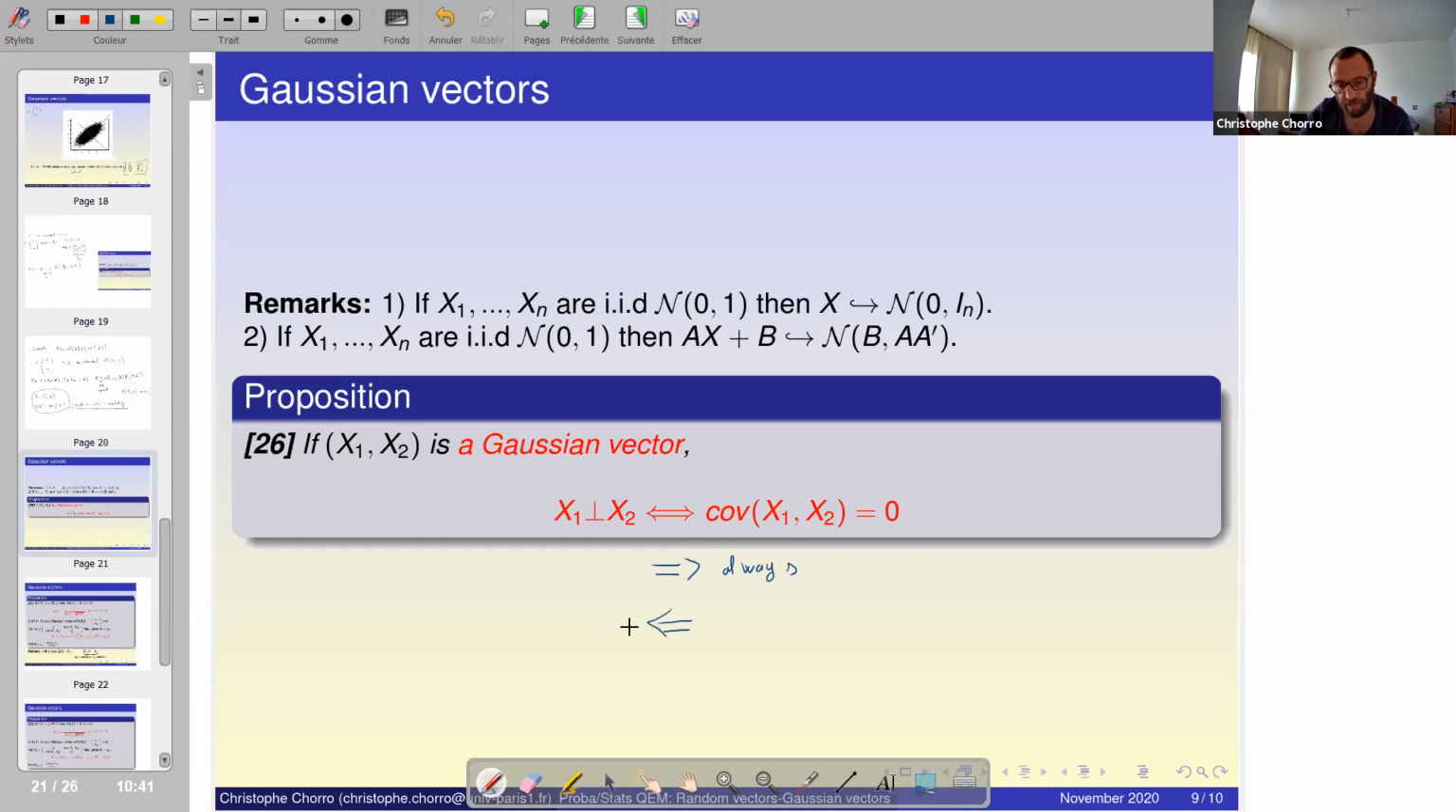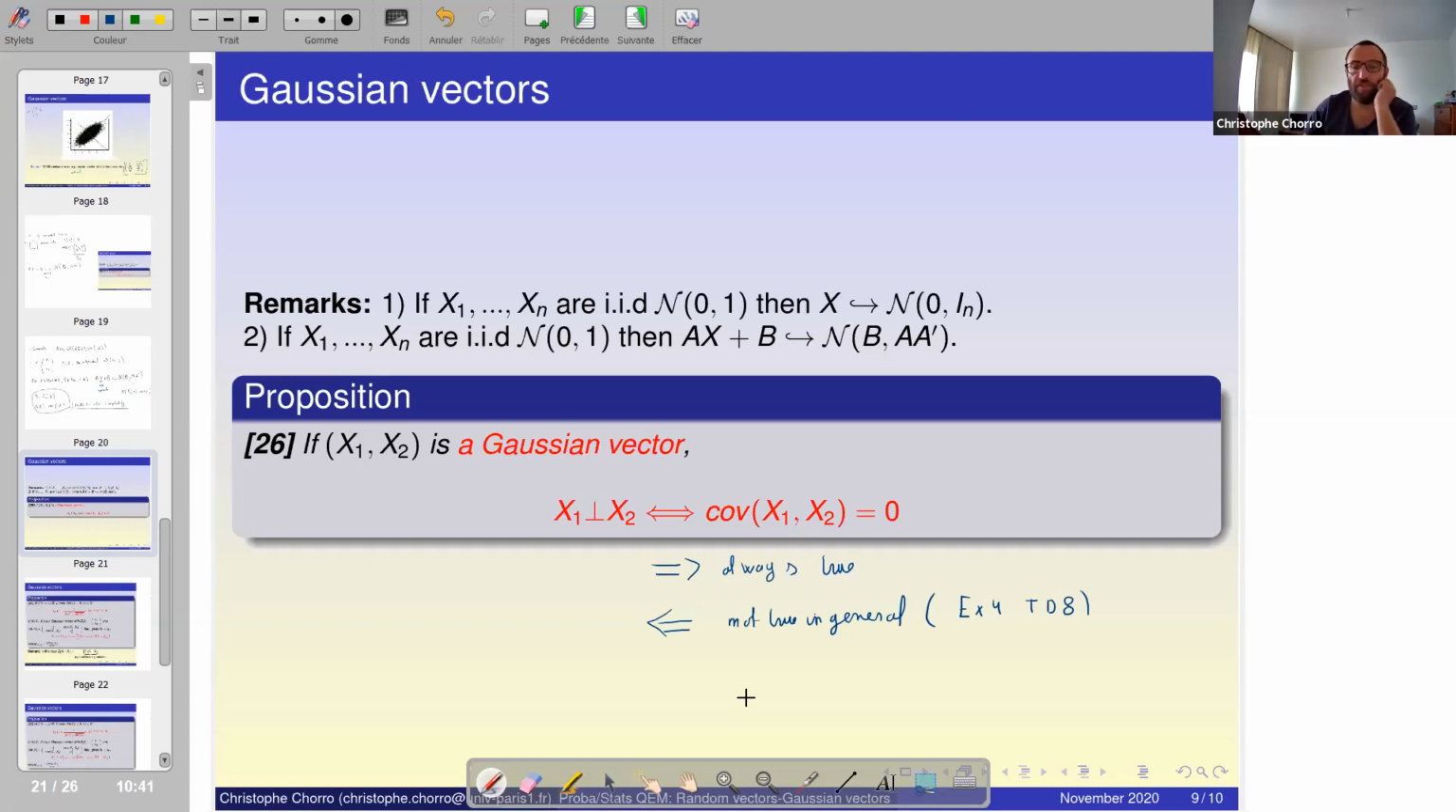And this implication that we are going to prove is related to the fact that I have a Gaussian vector. If I am not dealing with a Gaussian vector, this one is not true in general. You can see this in exercise 4 of TD8. Okay, so I have this.